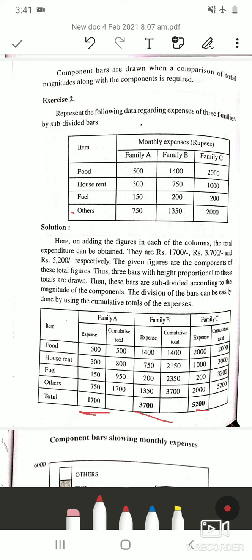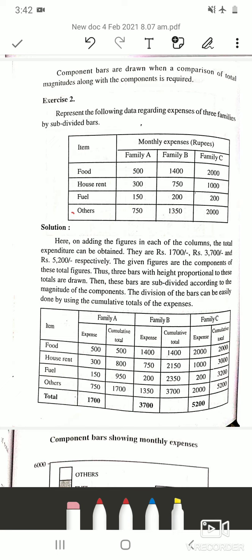Once you get the total, then let us find the cumulative total. We know how to find cumulative total. So for that, keep the first value as it is, then go on adding the next corresponding value. So 500 plus 300 is 800, 800 plus 150 is 950 and 950 plus 750 is 1700. The last value and the total should be the same. So similarly, find the cumulative total for family B and family C.